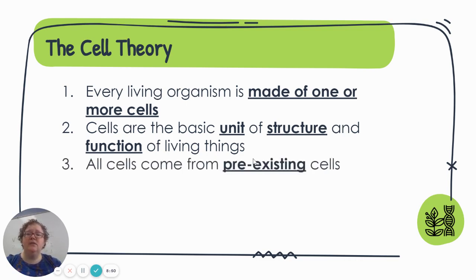And then all cells come from pre-existing cells. That basically means cells can't just spontaneously happen. We can't build a cell out of nothing. All cells that exist came from other cells, right? So you can't just spontaneously make one. They all come from other cells that were already there.